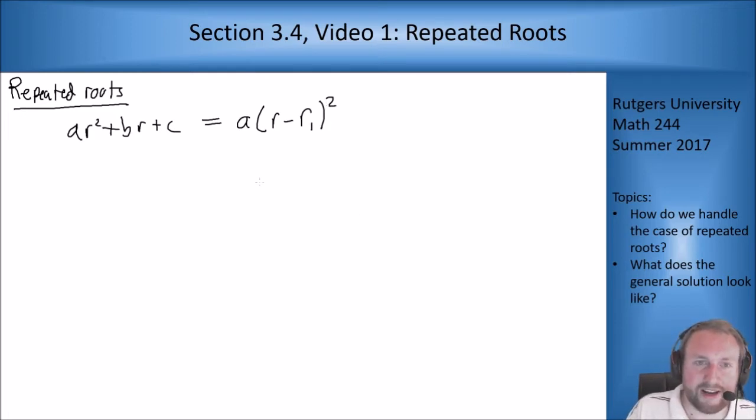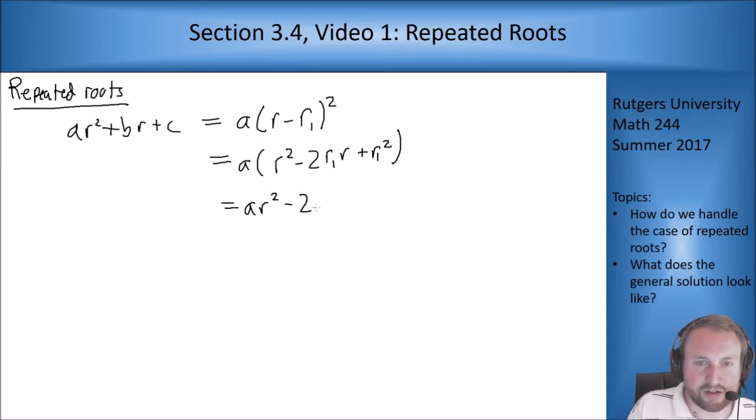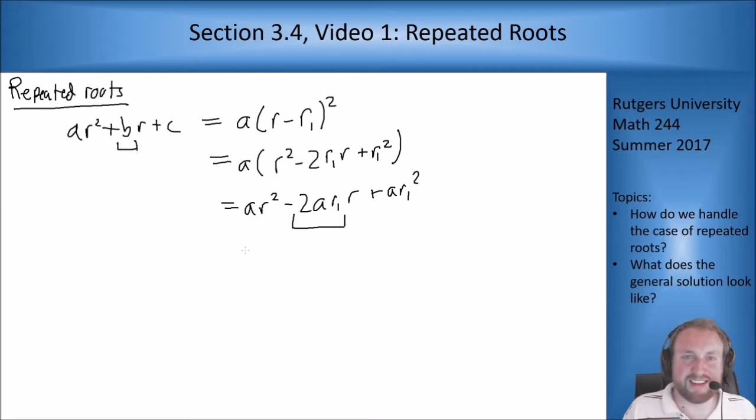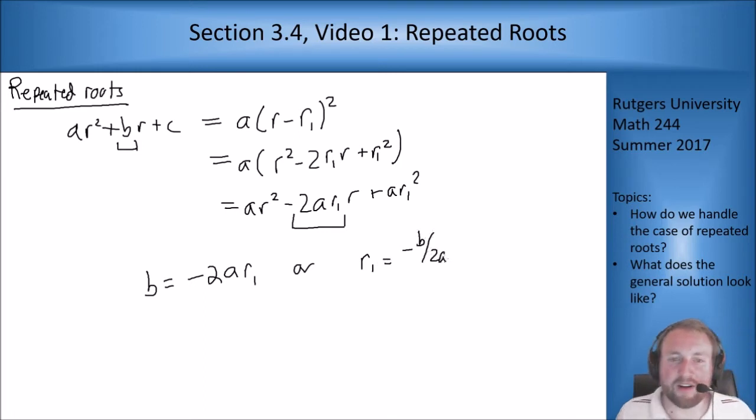Now, what is this right-hand side? Well, we can expand this out. This is a times (r squared minus 2 r1 r plus r1 squared). So ar squared minus 2a r1 r plus a r1 squared. The important thing I care about is this middle term. Since these have to be the same polynomial, this tells me that b equals minus 2a r1, or r1 equals negative b over 2a, which may have been a formula you've seen before for the vertex of a parabola.